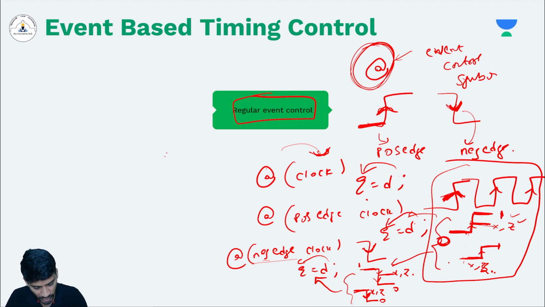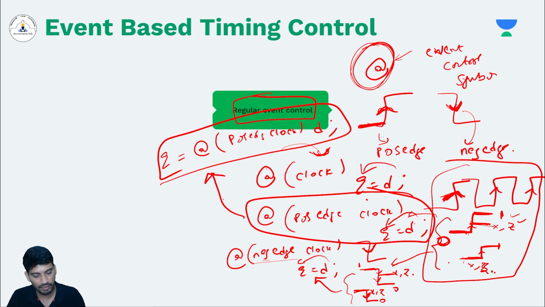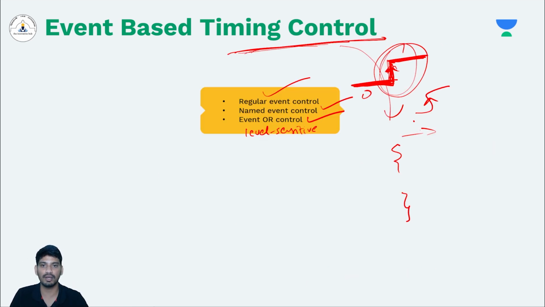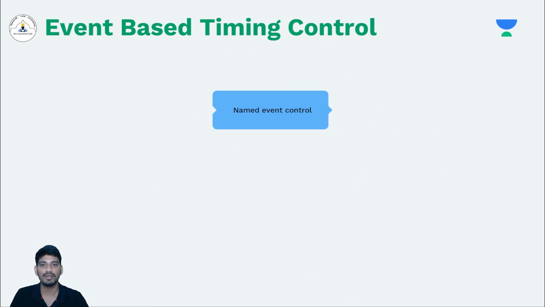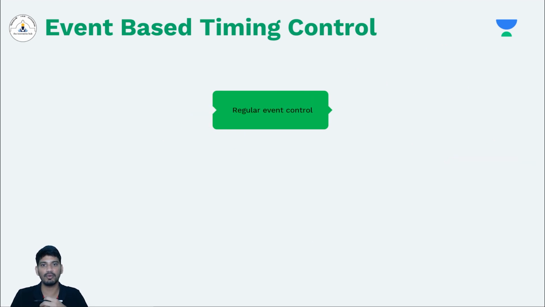You can also specify it like this: q equals @(posedge clock) d. What is the difference between this and the earlier form? It is the same thing we saw in the earlier slide. First it will evaluate this expression, and then it will wait for the positive edge of the clock. Once the positive edge arrives, it will assign the data to q. Similarly, in delay based triggering, it evaluates the right side first, waits for the delay period, and then puts the data from right hand side to left hand side. So that is about regular event control.